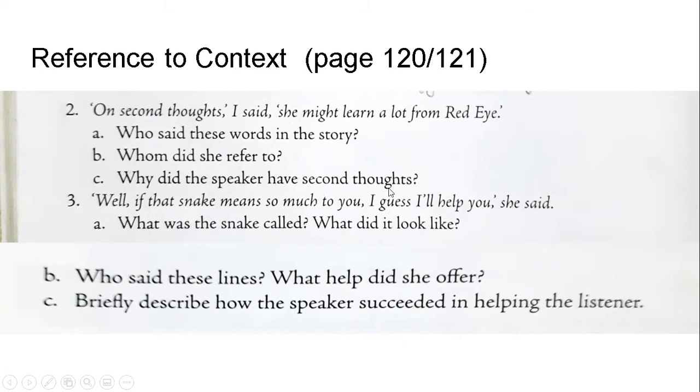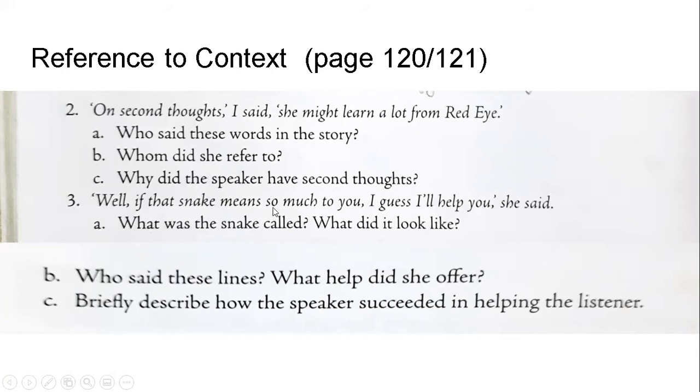C. Why did the speaker have second thoughts? What does that mean? That means the speaker first thought something and then changed her mind and thought something else. Now, why did she change her mind? Why did she change what she was thinking? So after you answer these three questions, we'll move on to number 3.